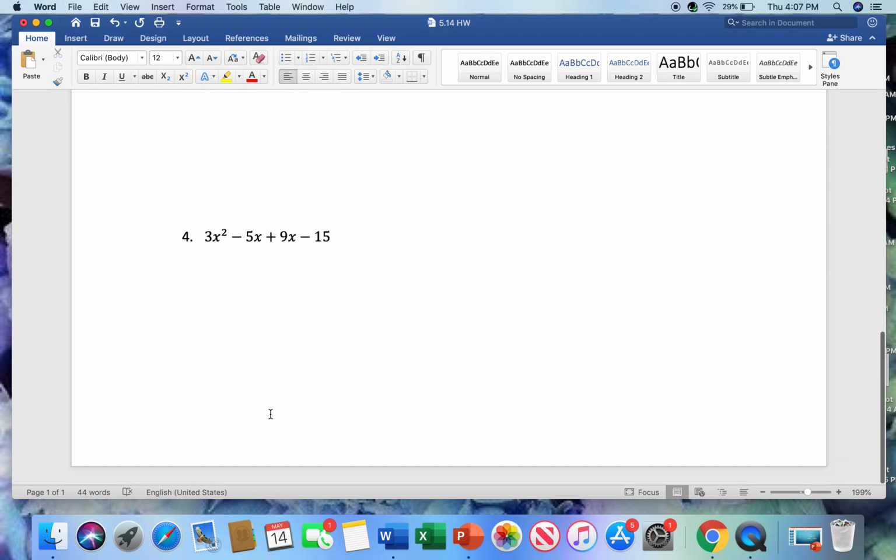And lastly, for number 4, we have 3x squared minus 5x plus 9x minus 15. As always, we're going to break it up into two parts. We're going to factor out the greatest common factor. Let's work with this first half. The greatest common factor between 3x squared and negative 5x is x. How do we get 3x squared back? We multiply x by 3x. How do we get 5x back? We multiply by negative 5.